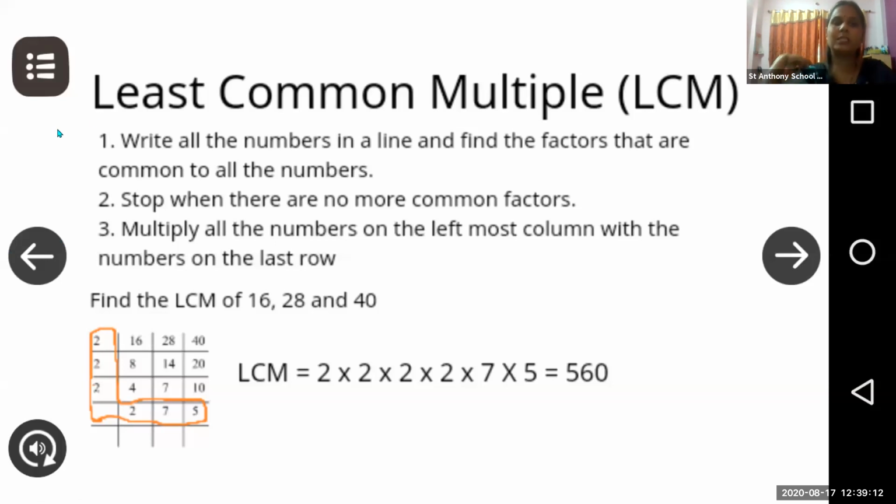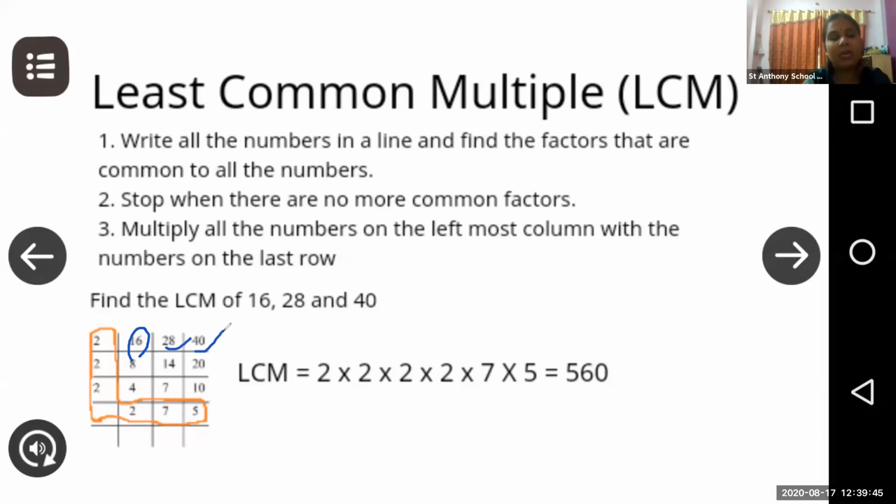Now least common multiple, LCM. Write all the numbers in a line and find the factors that are common to all the numbers. Stop when there are no more common factors. Multiply all the numbers on the leftmost column with the numbers on the last row. Now the question is, find the LCM of 16, 28 and 40.